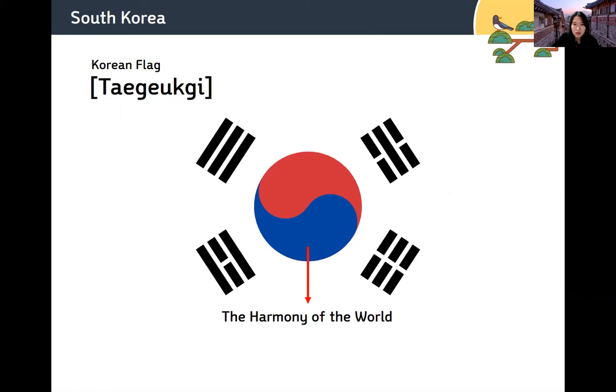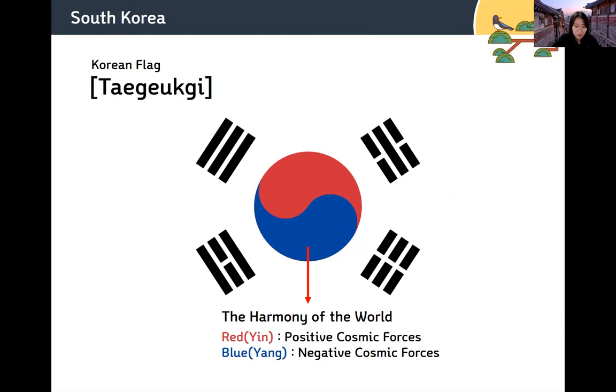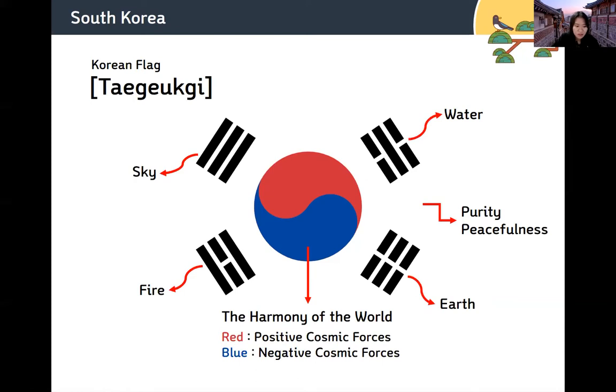It represents the harmony of the world. I made a mistake, but red represents positive energy and blue represents negative energy. And all of these elements are harmonized and show us a unity of the universe.